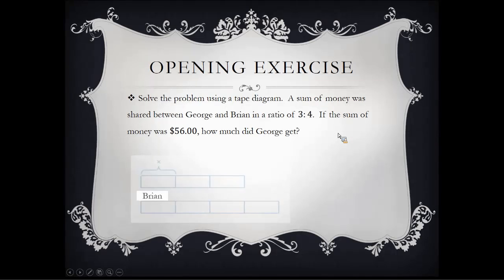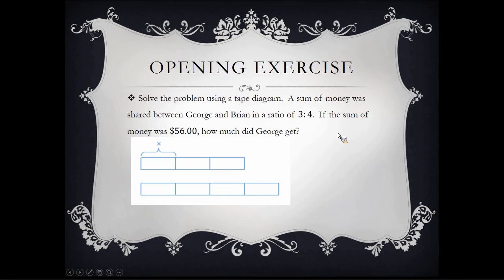Now, let's say we looked at the tape diagram and looked at each unit as x. Well, that means George would have 3x, Brian would have 4x. And in this case, what does x represent in the rectangle? Well, the rectangle labeled x represents $8.